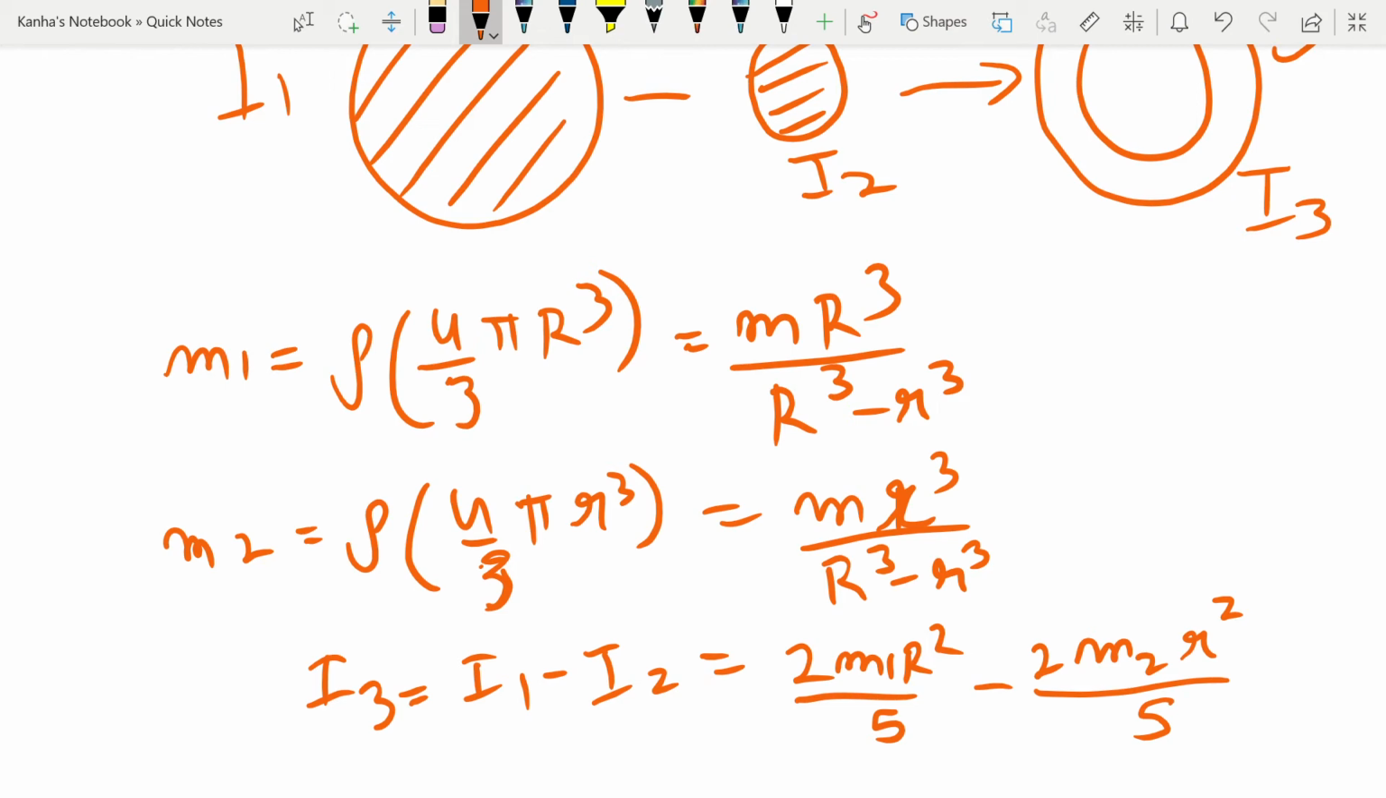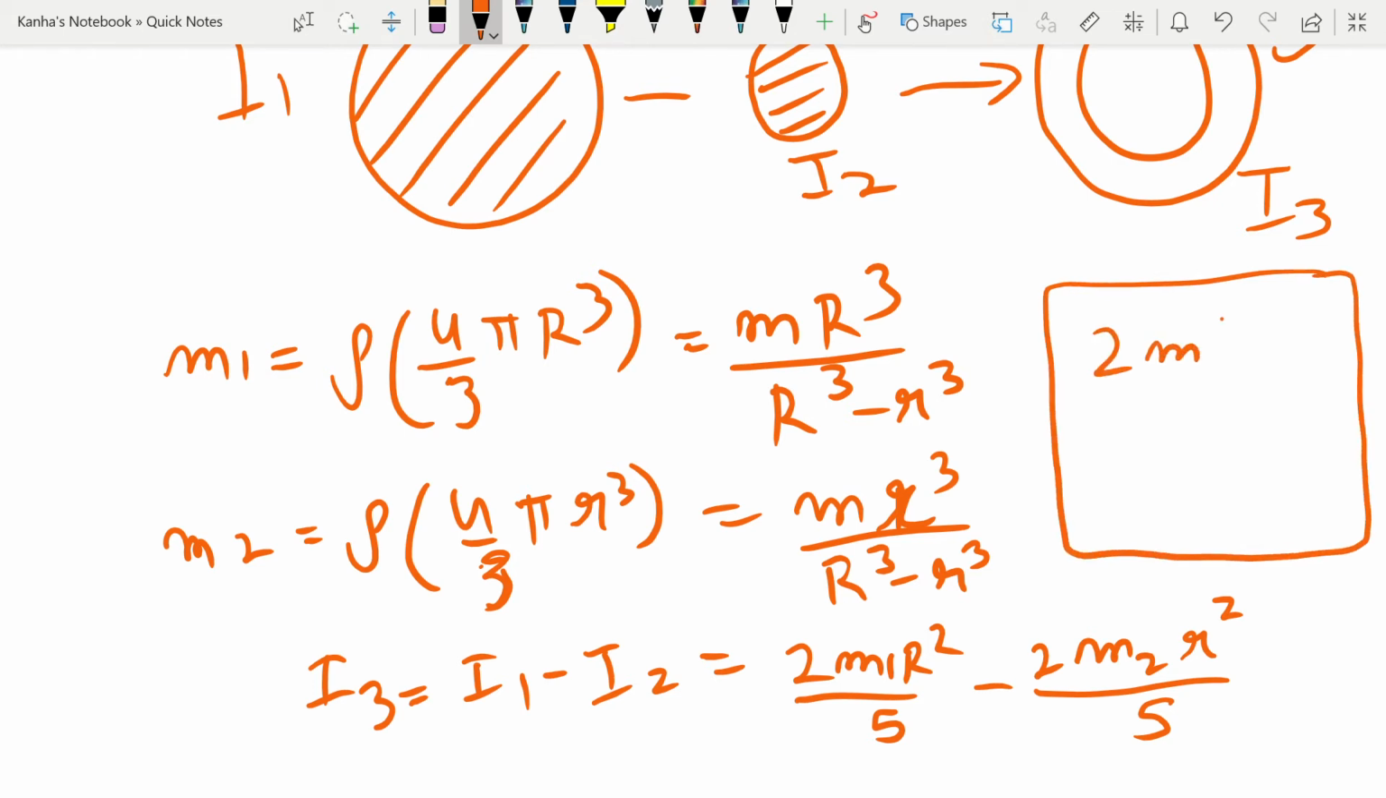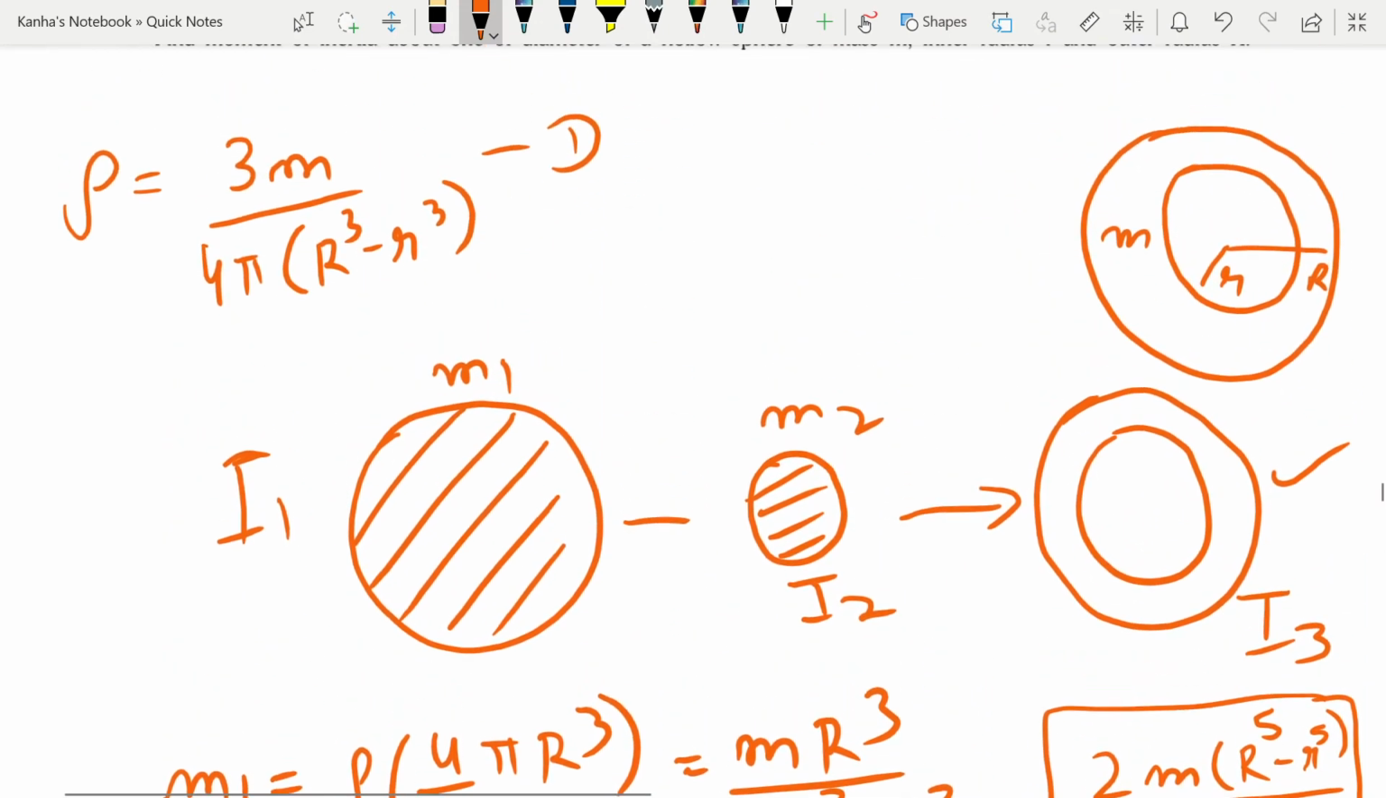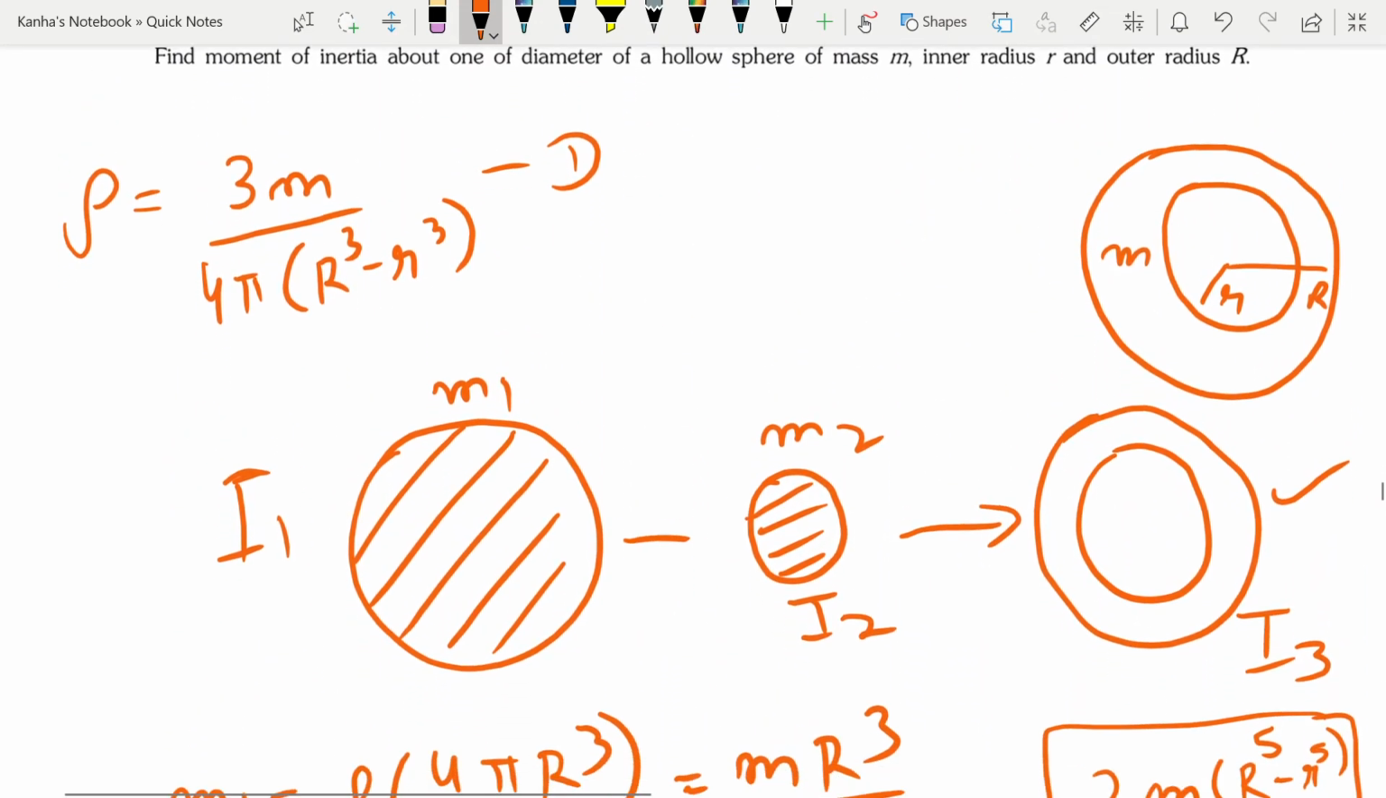If you just subtract this and club terms, you can easily find that this is nothing but 2 m times r to the power 5 minus small r to the power 5, divided by 5 into r cube minus small r cube. This is what you get, and these kinds of questions have come in the past many times, so you should definitely take note of these.